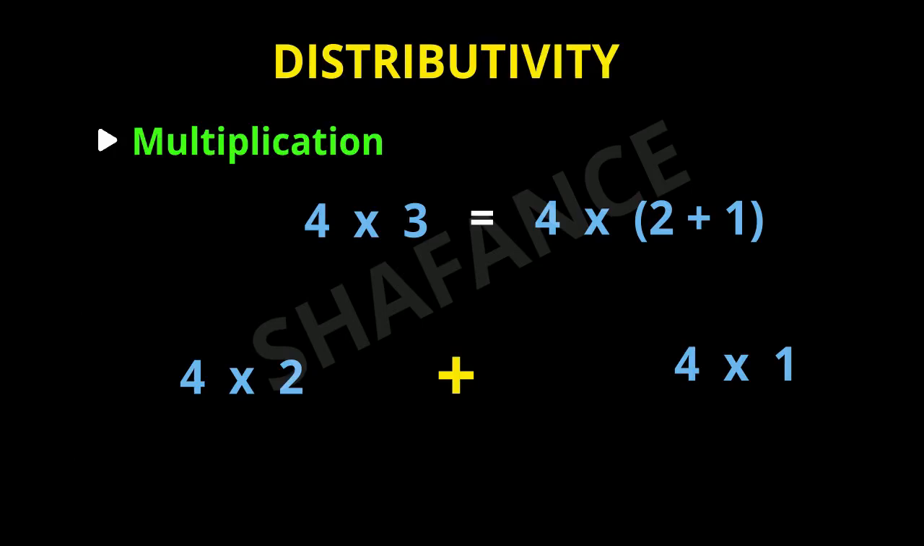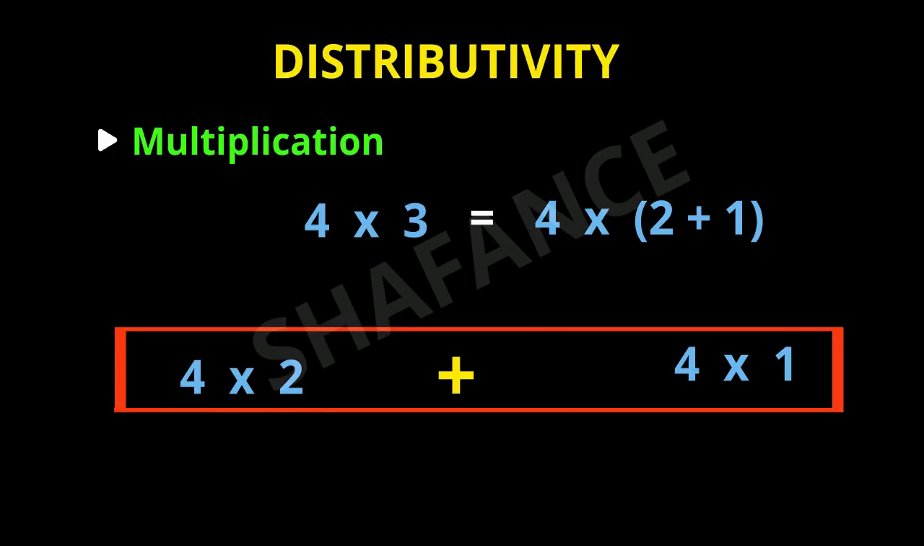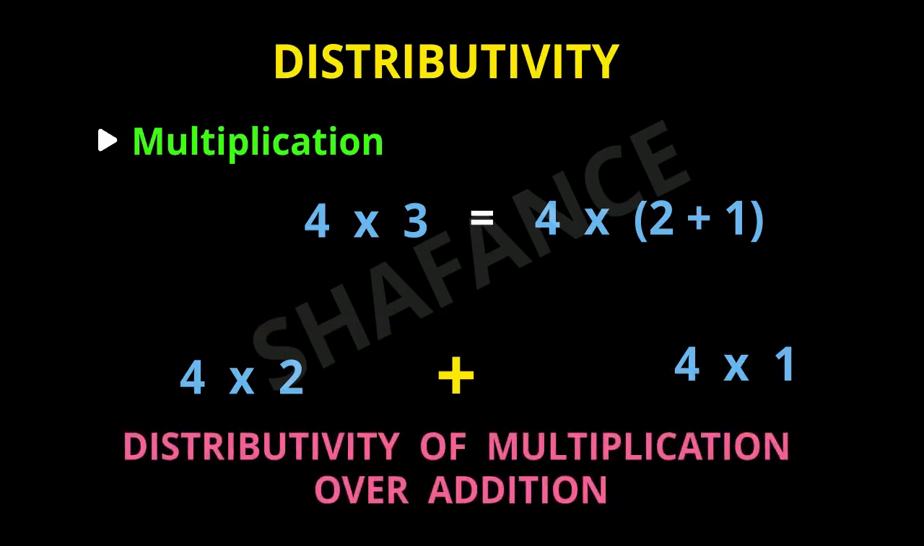So 4 multiplied by 3 is equal to 4 multiplied by, inside the bracket, 2 plus 1, is equal to 4 multiplied by 2 plus 4 multiplied by 1. So this is actually distributivity of multiplication over the addition sign, because inside we have the addition sign. So multiplication is getting distributed over the addition sign. So in case of multiplication, we have distributivity.